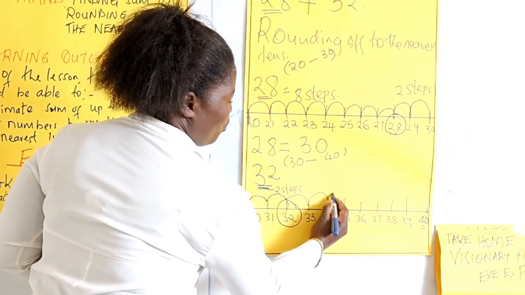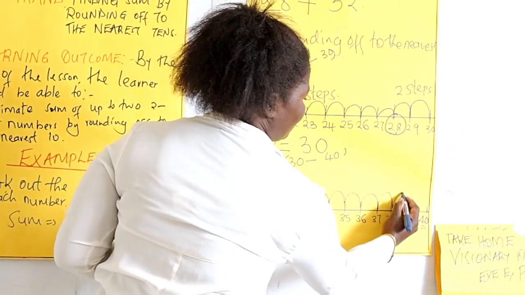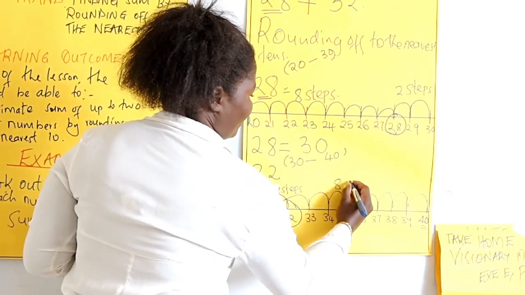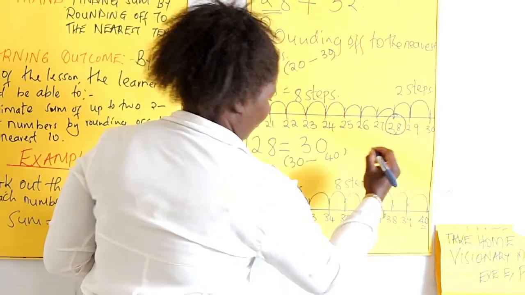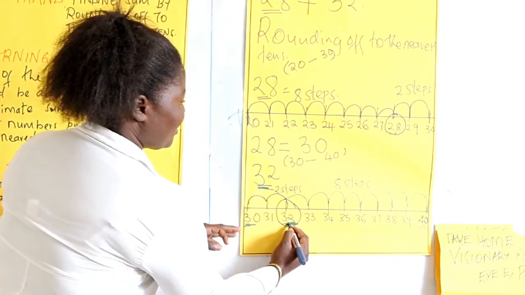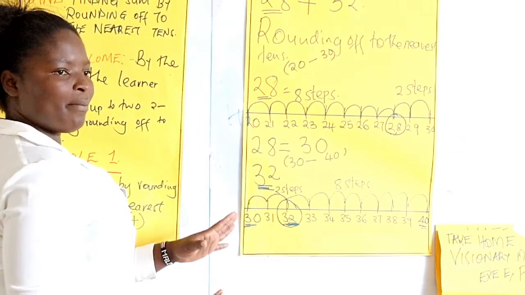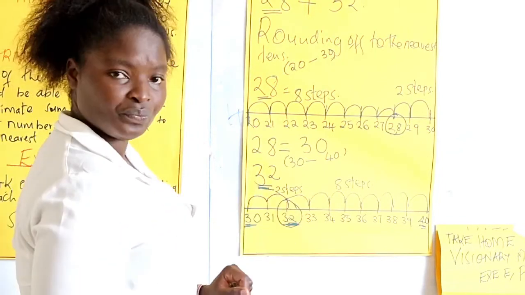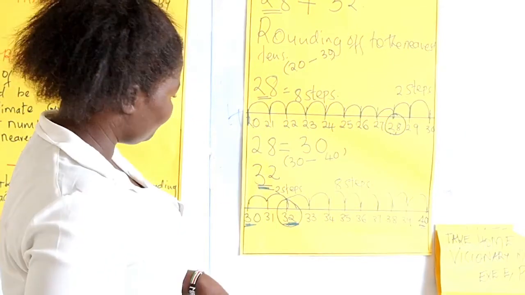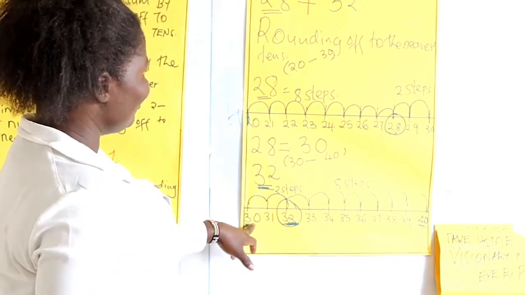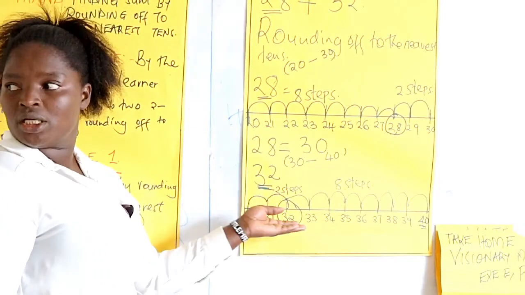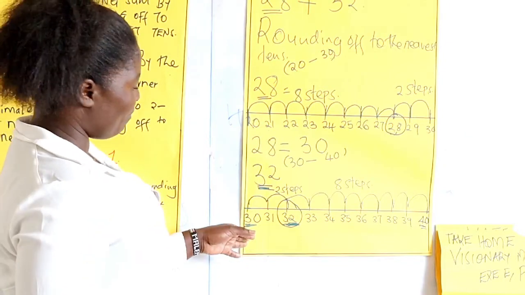Now, from 32 to 40, let us count together. 1, 2, 3, 4, 5, 6, 7, 8. How many steps have we gone? 8 steps forward. Now, from 32 to 30 or 32 to 40, which number is nearer to 32? Learners, which number is nearer to 32? Very correct. It is 30 because from 32 to 30, we've just gone 2 steps backwards.